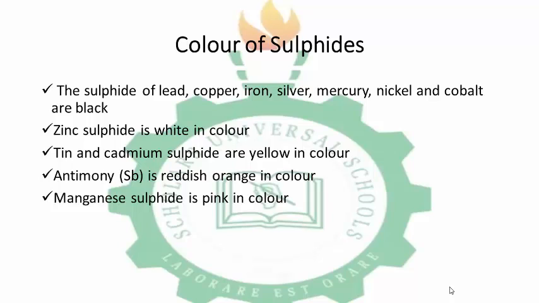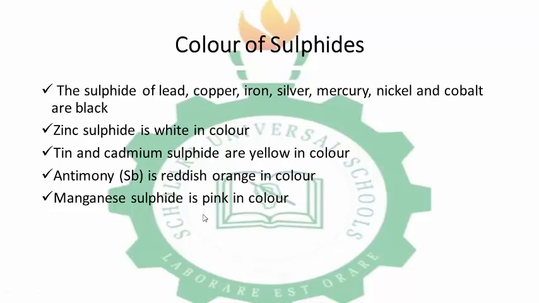Now, to the color of sulfides. The sulfides of lead, copper, iron, silver, mercury, nickel, and cobalt are all black. Zinc sulfide is white in color. Tin and cadmium sulfides are yellow in color. Antimony, represented as Sb, has a reddish-orange color. Manganese sulfide is pink in color.